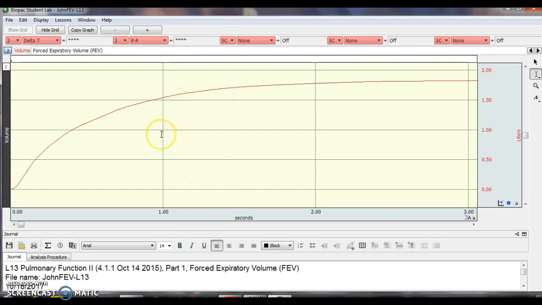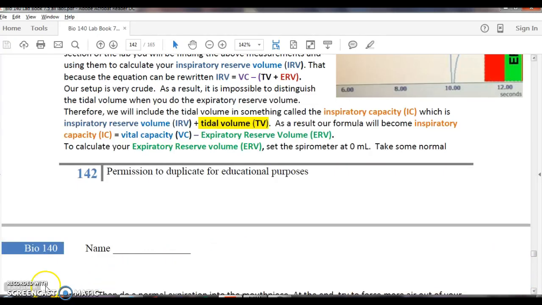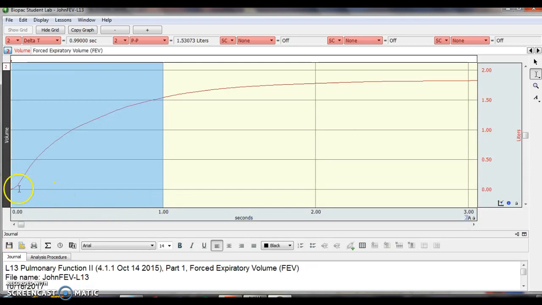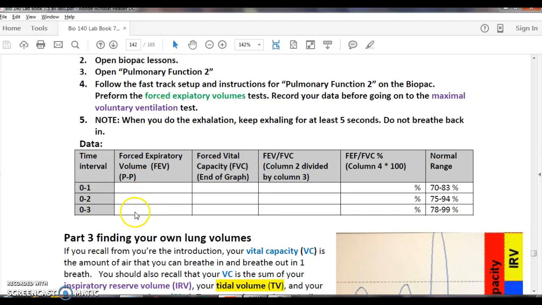Now, I'm interested in the forced expiratory volume at 1 second. That is this one. Forced expiratory volume at 1 second. So I'm then going to highlight that number. My forced expiratory volume at 1 second is 0.99, or sorry, it's 1.5. So I write 1.5 in right here. Then I'm going to do the same thing at 2 seconds. So I'm going to highlight it from 0 to 2 seconds, and that number is 1.7. Then at 3 seconds, it is 1.8. So I'm going to write those numbers in.